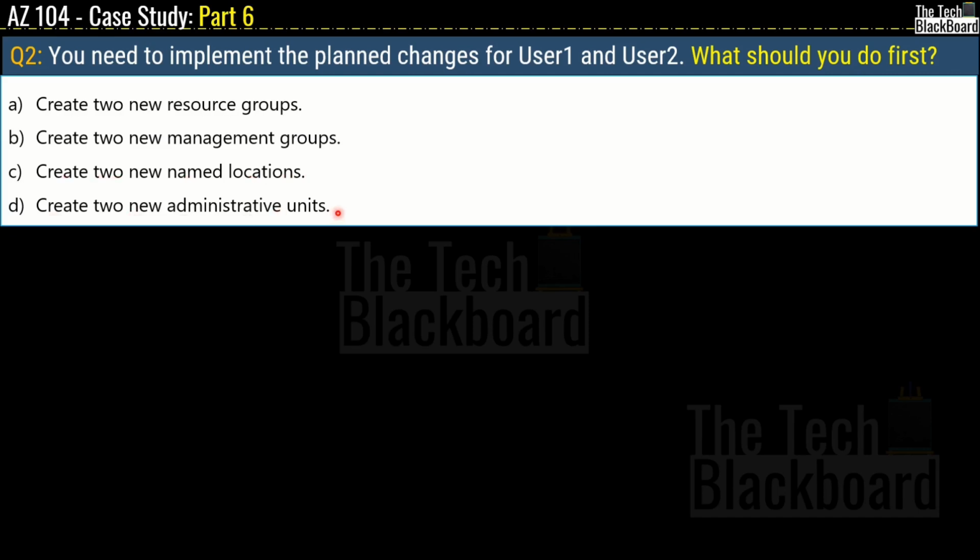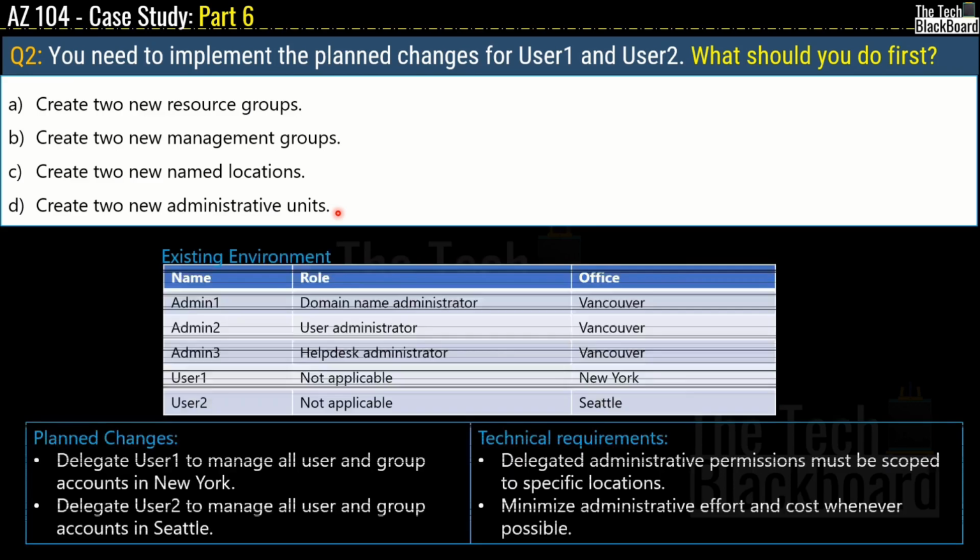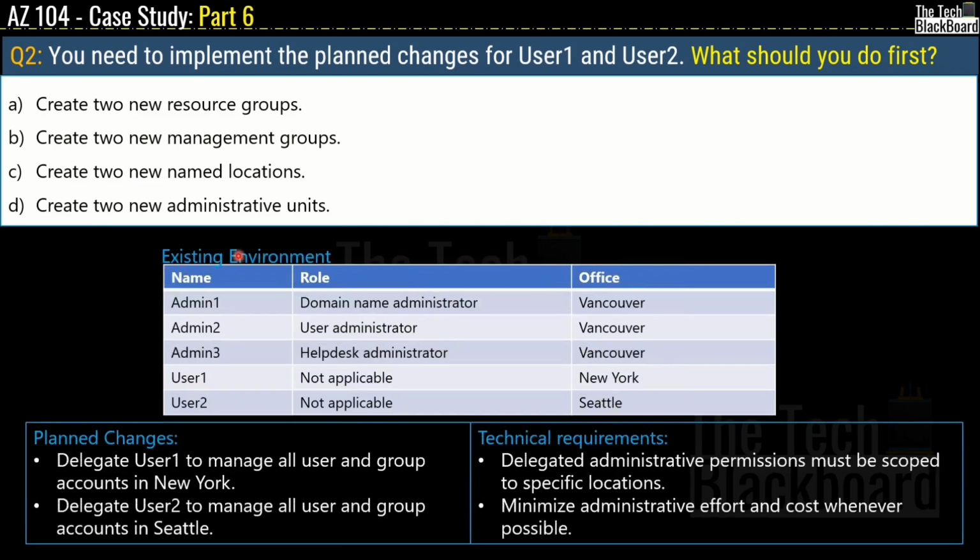And once again, before telling you the answer, let me tell you the sections of the case study which are related. Once again, we have existing environment. Now that we are again talking about the users, this is the relevant section from the case study. Along with this section, we also have planned changes section and the technical requirement section. You can read all these sections very carefully and try to understand how these sections relate to this question.